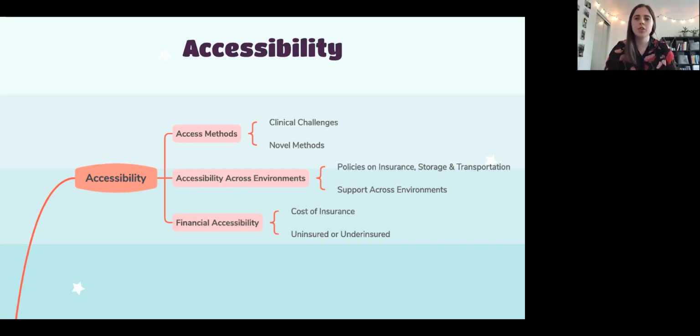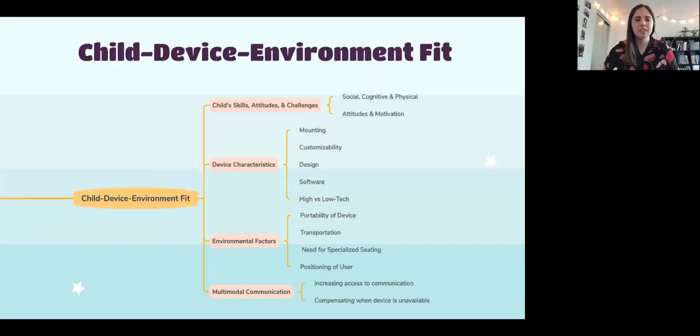Moving on to the child device environment fit. We found barriers and facilitators relating to the child's skills, attitudes, challenges, device characteristics, as well as environmental factors and multimodal communication. Under device characteristics, parents identified a barrier as being a lack of high quality, robust, flexible, and financially accessible mounting options. And really, they just wanted better options available to them.